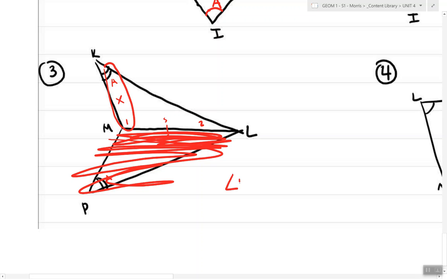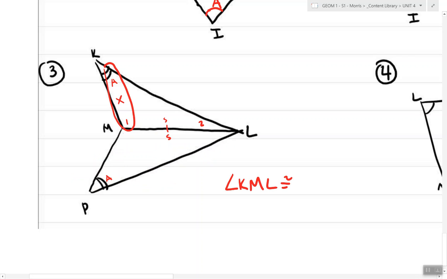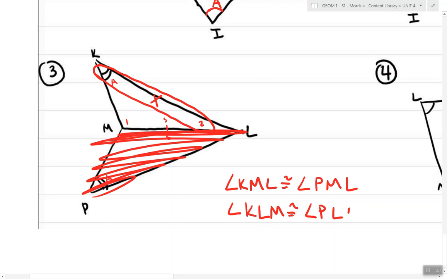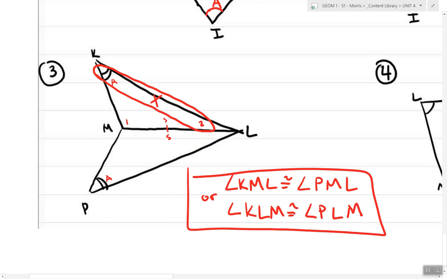So I know that angle KML would have to be congruent to, on the other triangle, angle PML. Now going back to what I just had, I know also if I chose angle K and angle 2, my side is also not between those 2 angles. Therefore, it is also an answer that I can use. So angle KLM is congruent to angle PLM. So it could be that or that for this problem.